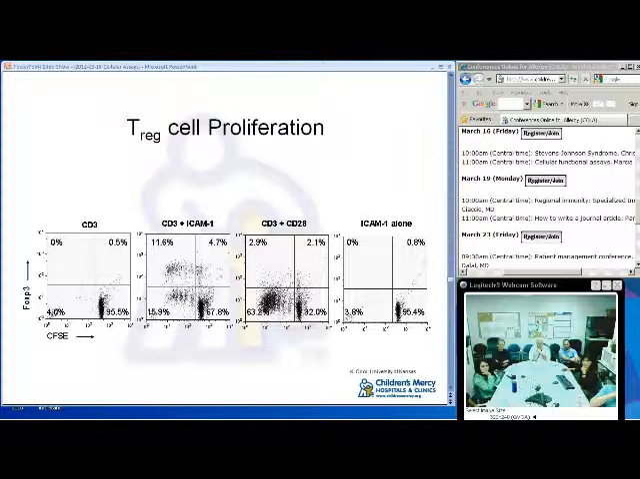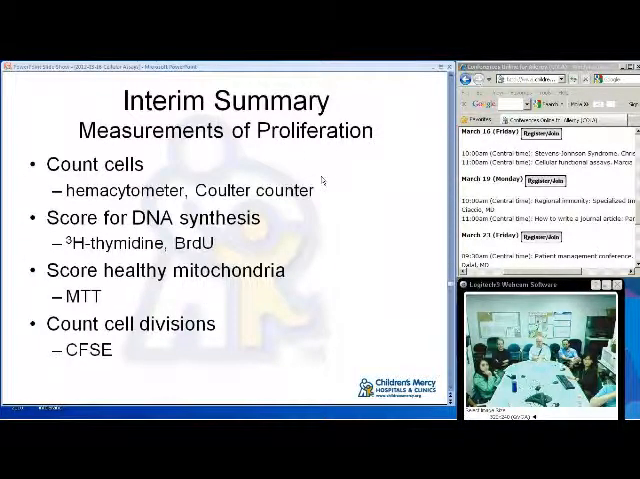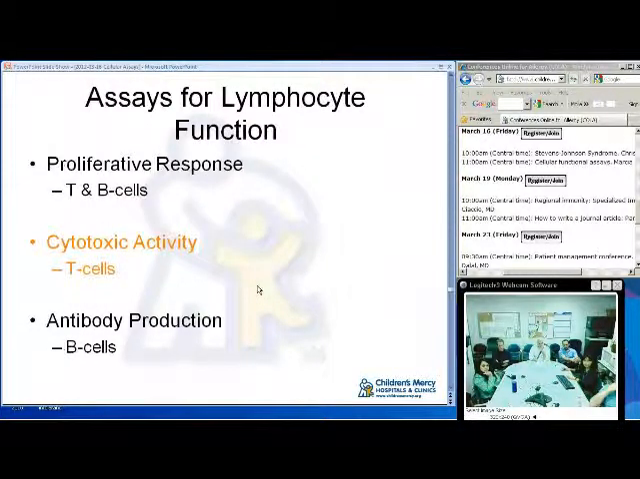Okay. You see that CD3 and CD28, you get a lot of proliferation, but those are not Tregs. Okay. So you can do a lot of different things with CFSC and a specific target population you want to look at. Okay. All right, so my interim summary here is measurements of proliferation. You can count the cells, you can score for DNA synthesis, or you can look for helping mitochondria, or you can count the actual cell divisions.